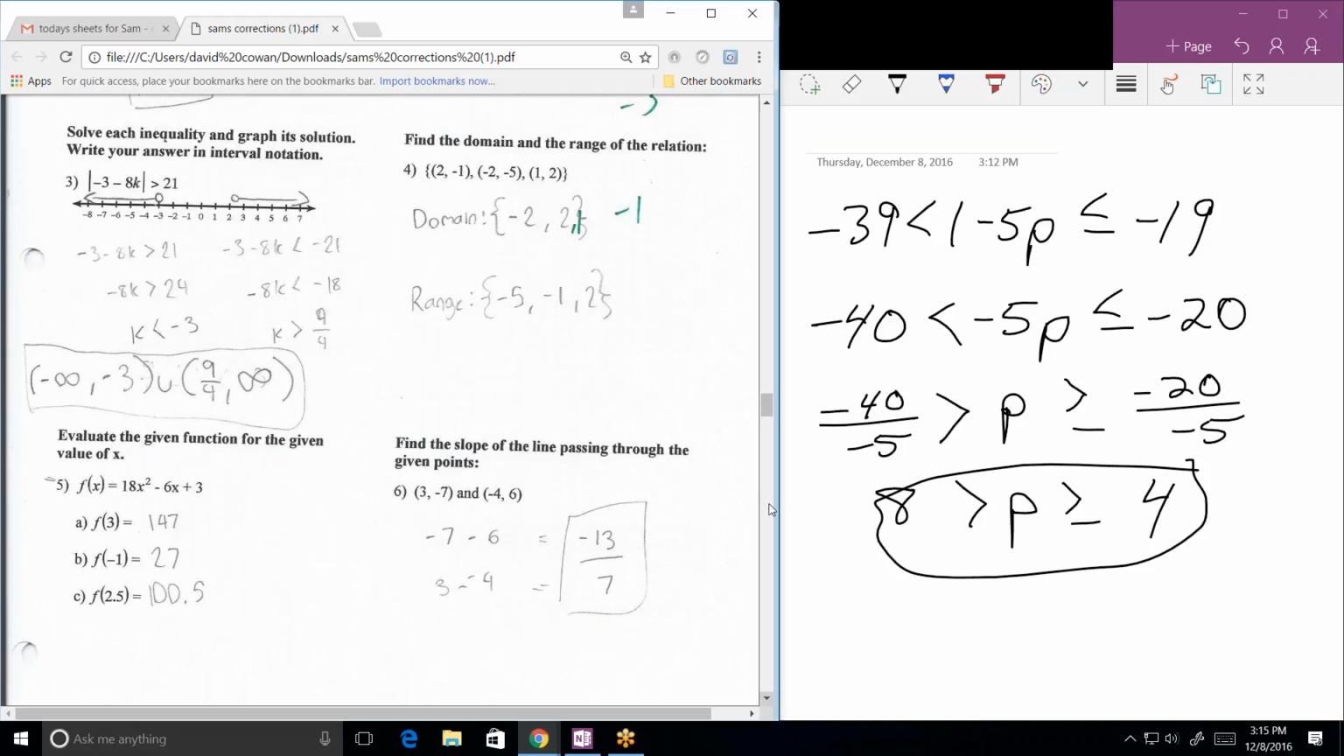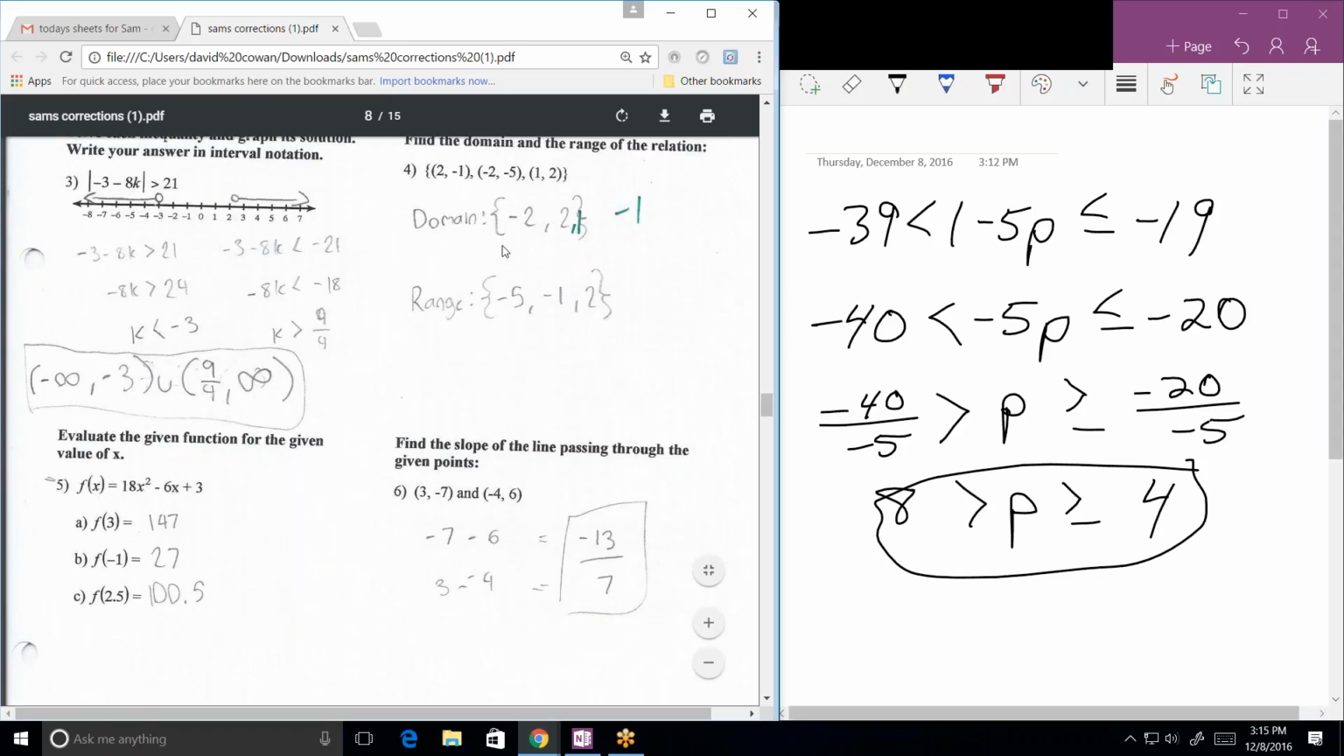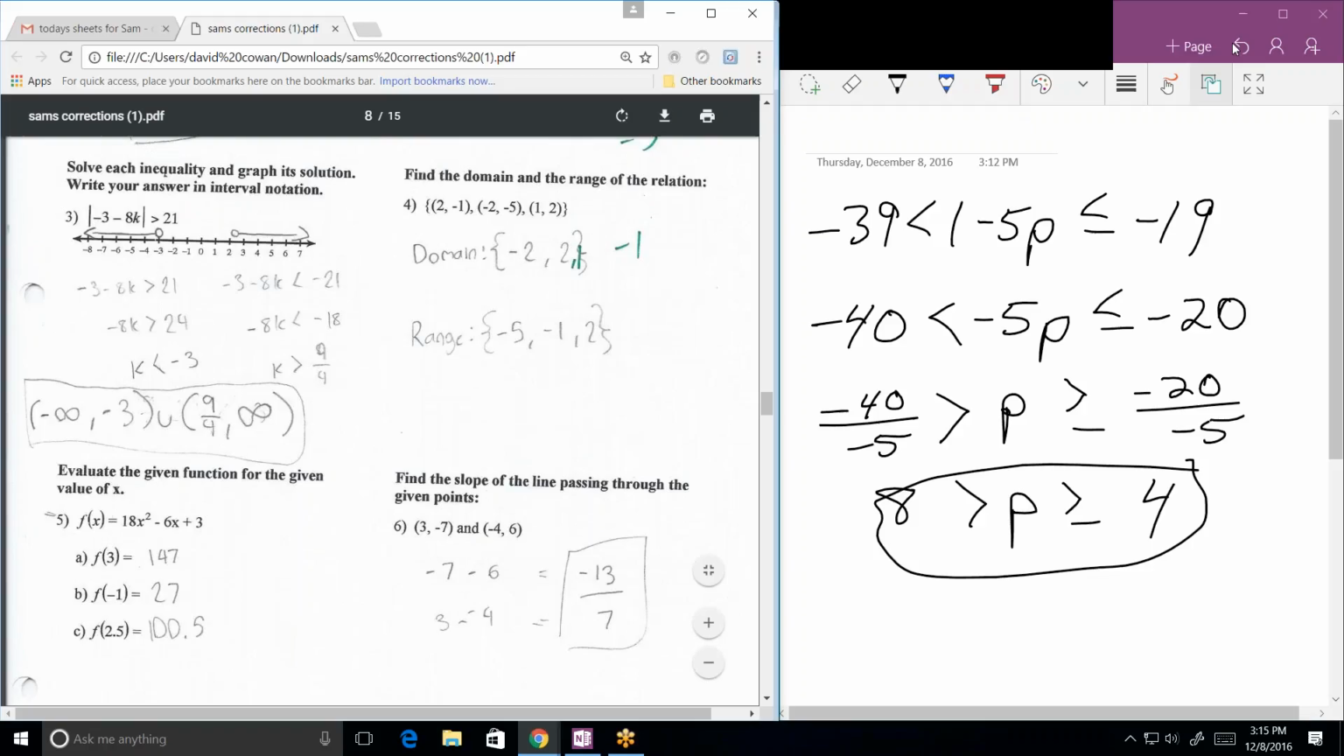All right, let's talk about absolute values. Well, hold it. It looks like you got this one right. All right, let's go to the next one. Number 4.